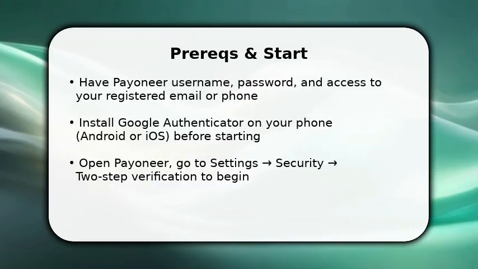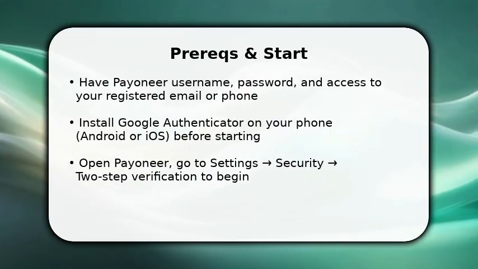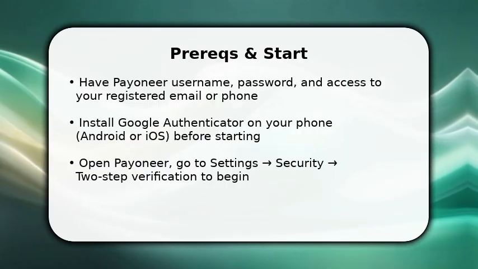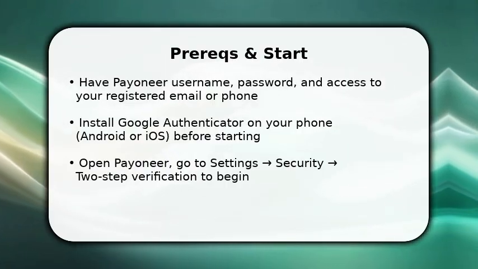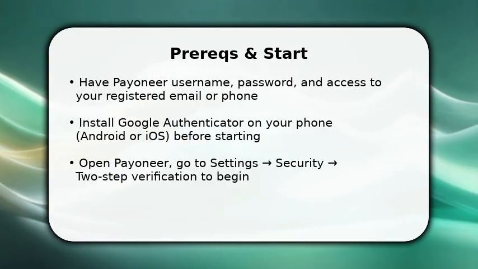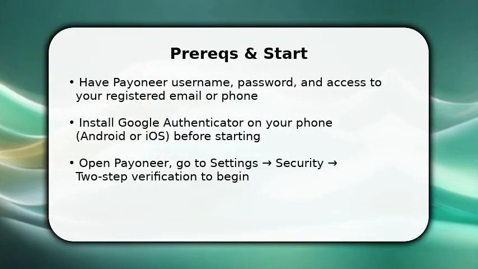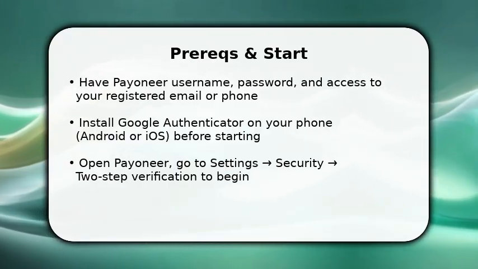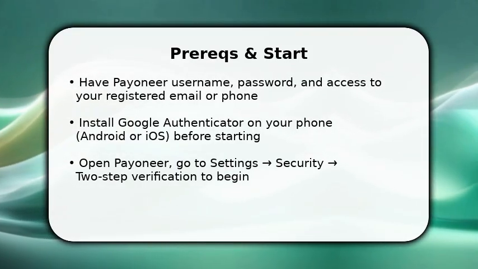You will begin by confirming prerequisites: your Payoneer credentials, access to the registered email or phone, and Google Authenticator installed on your mobile. Once done, sign into Payoneer and navigate to Settings, then Security, and select two-step verification. Make sure to choose the app option, not SMS, because the app provides better offline codes.